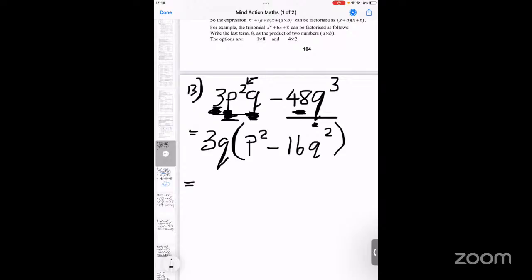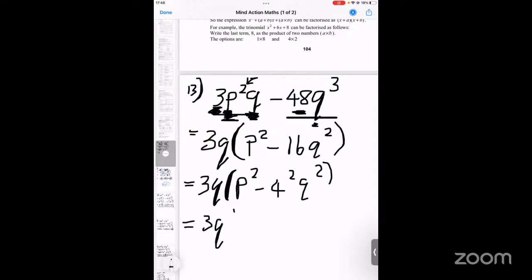Yes, sir. Okay, then now it's a done deal, because you do have p squared minus 16 is 4 squared, isn't it? Then you have q squared. Can you see now everything is in the form of a square? Then it's a done deal. Can you see, Gracie?